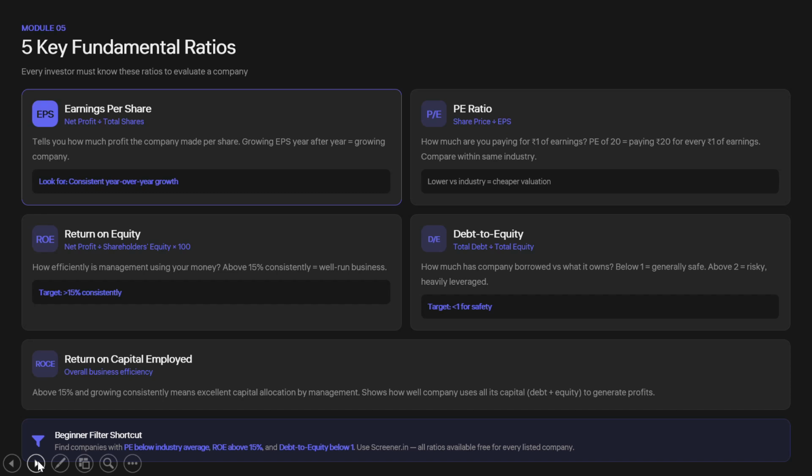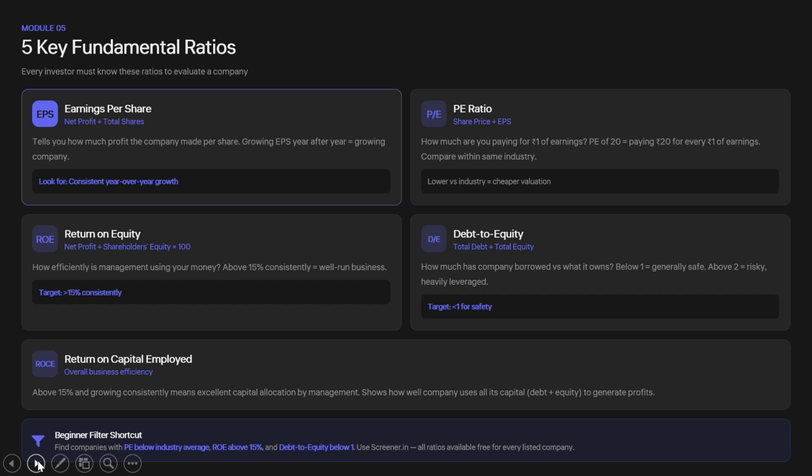Number two, PE ratio or price to earnings ratio. Share price divided by EPS. This answers how much am I paying for 1 rupee of the company's earning. A PE of 20 means you are paying 20 rupees for every 1 rupee of earning. Lower PE compared to industry average means cheaper valuation, but always compare within the same industry. IT companies naturally have higher PE than banking companies.